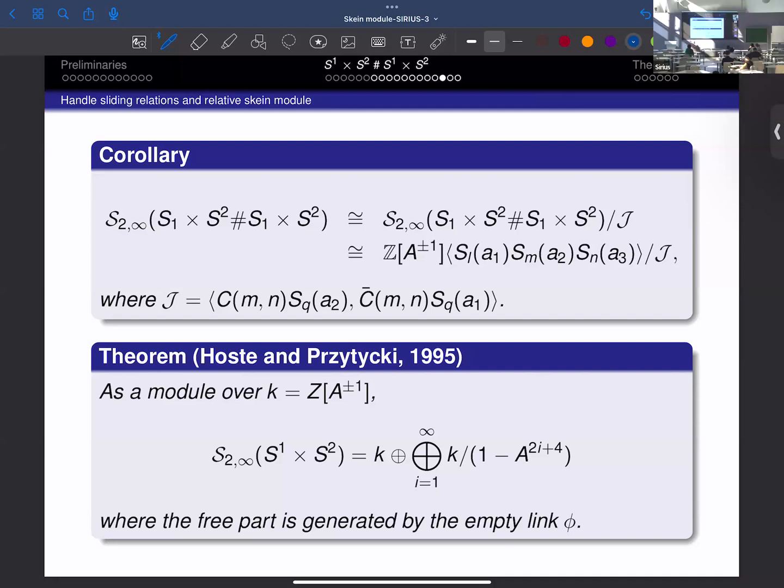I see. So let us thank the speaker again.